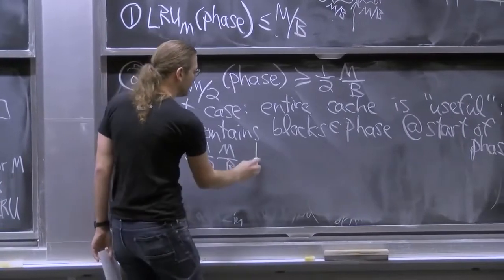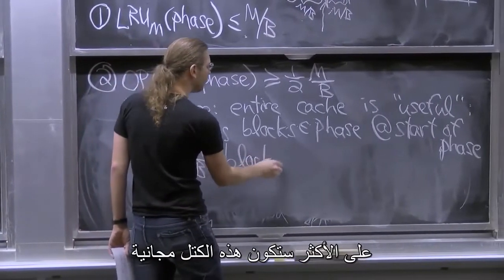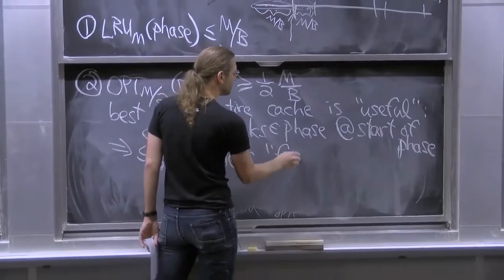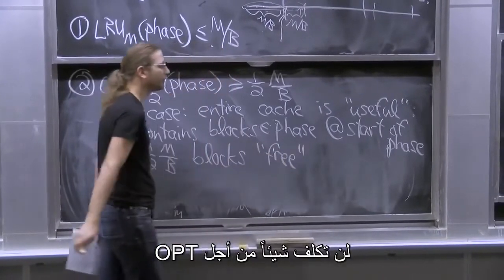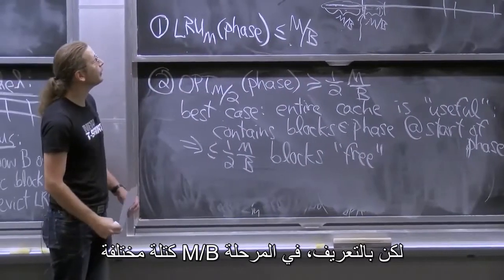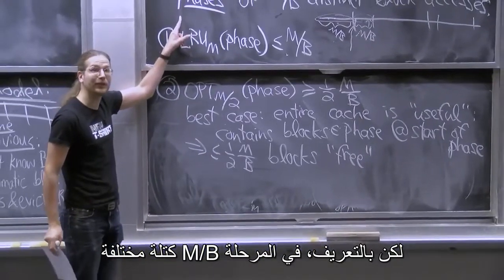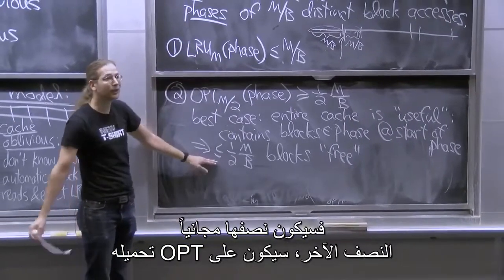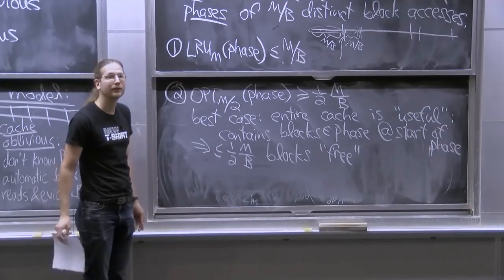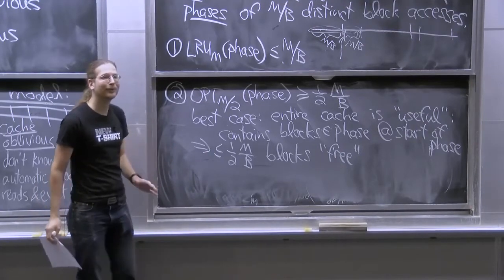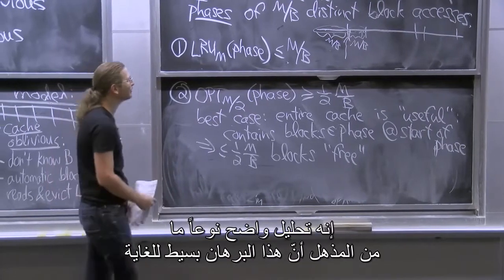At most, this many blocks will be free. Won't cost anything for opt. But by definition, the phase has m over b distinct blocks. So half of them will be free. The other half, opt is going to have to load in. Okay, so it's a kind of trivial analysis. It's amazing this proof is so simple.